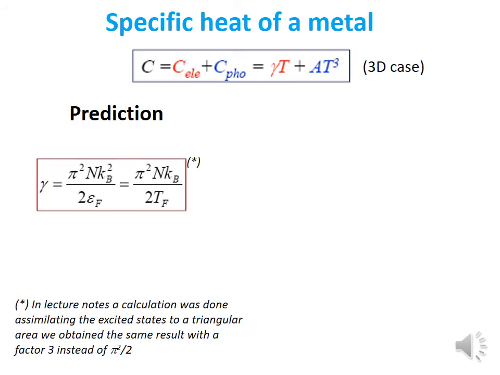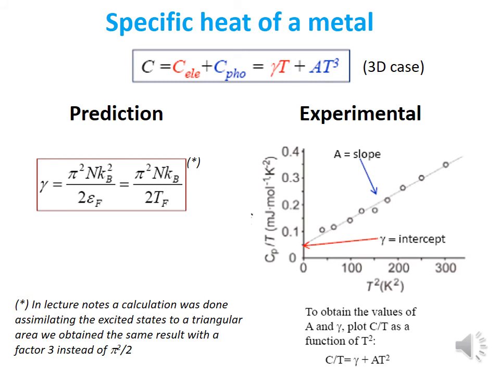Thanks to the calculation that can be done in the Sommerfeld model, one can then predict the value of the proportionality coefficient gamma, and this coefficient depends on the Fermi energy. And we can compare this to experiments, and here we have the specific heat divided by temperature with respect to T squared. As we see here, just by taking the above expression and dividing by temperature, this leads to a linear expression in which gamma is just the intercept with the y-axis. So we have a way here to compare experiments and theory.